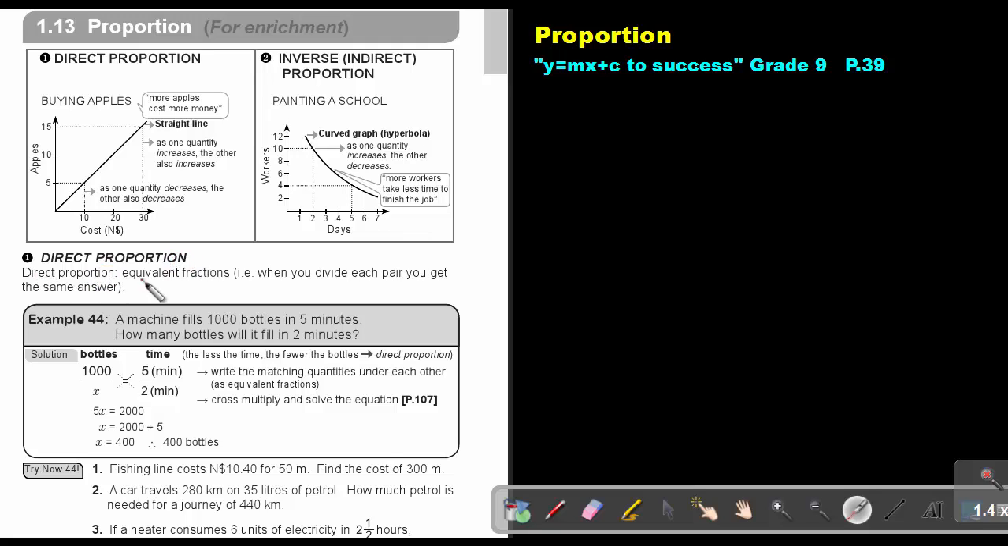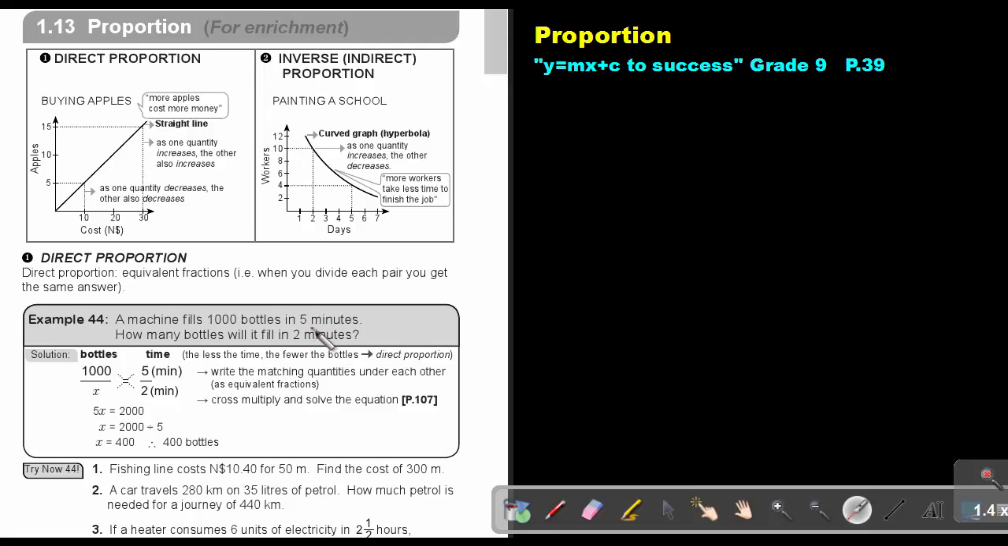Okay, but let's focus first just on direct proportion. Direct proportion is equivalent fractions. When you divide each pair, you get the same answer. Okay, but let's look at an example. A machine fills 1,000 bottles in 5 minutes. How many bottles will it fill in 2 minutes?